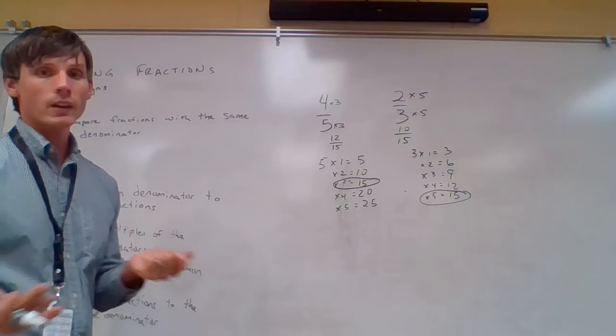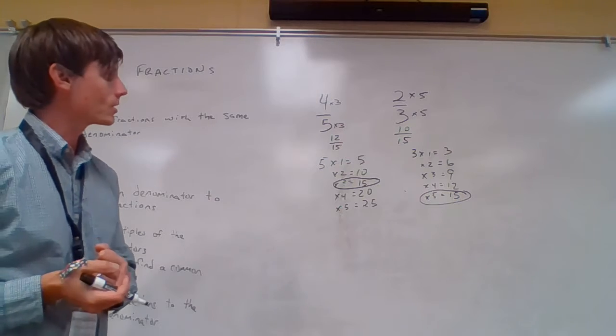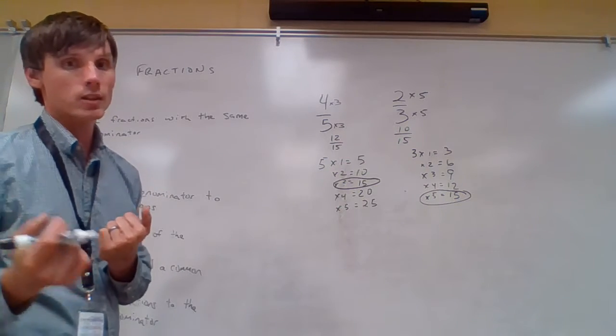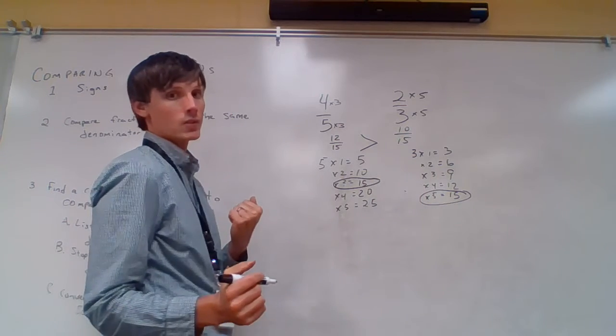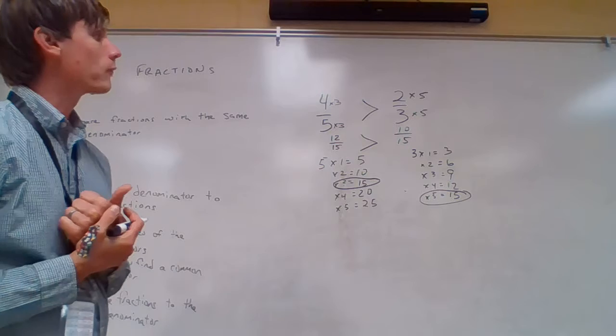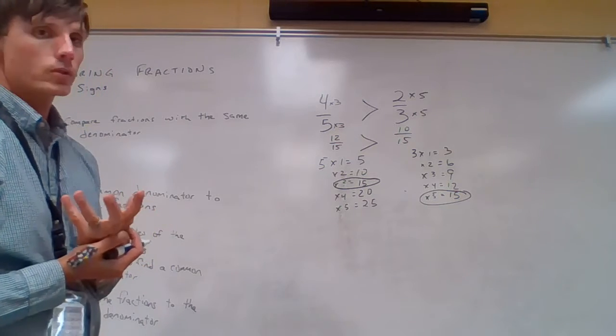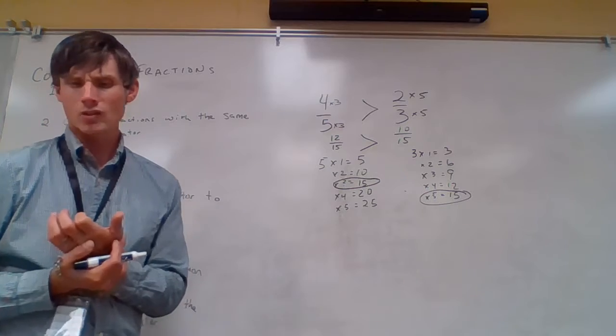All right, so now it's very clear. We have 10/15 and 12/15. So we see that clearly 12/15 is larger. So we can put the greater than sign facing that 12/15. Or if we're just comparing our original numbers, 4/5 is greater than 2/3. Okay, making sense? Let's try one more to be sure.